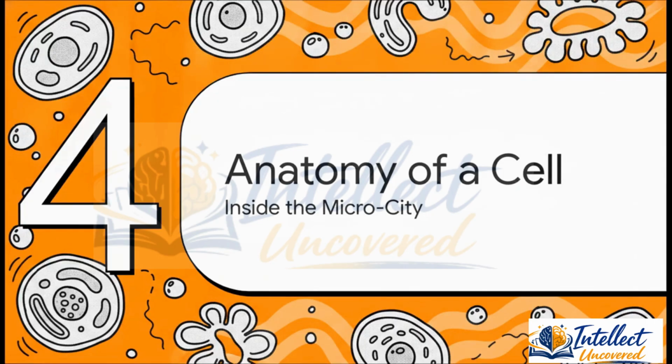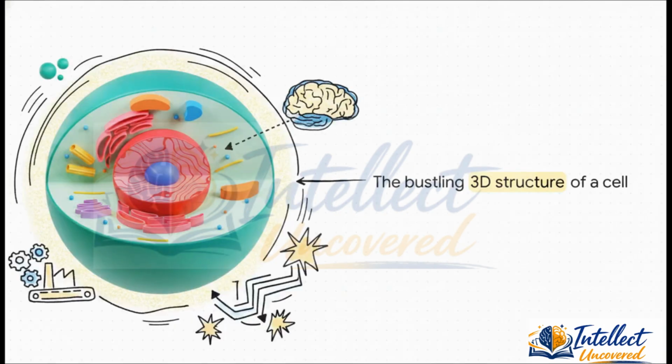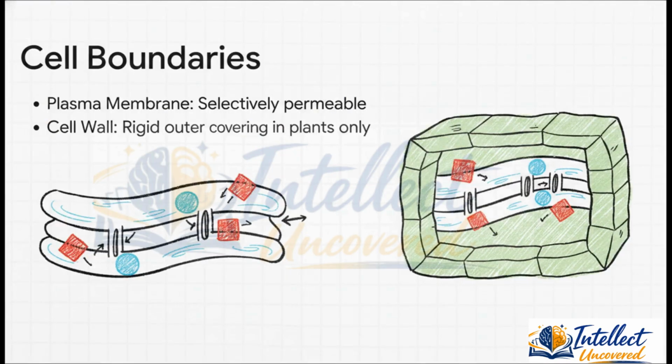Section 4. Anatomy of a cell, inside the microcity. Okay, so if we zoom in, a cell is definitely not just an empty balloon full of water. It's actually a bustling, highly structured microcity. You've got strict borders, a central command center, and all these specialized factories working in perfect, continuous harmony just to keep you alive. Every city needs a secure border, right? Well, for the cell, that's the plasma membrane. It's the selectively permeable gatekeeper made of lipids and proteins that lets the vital supplies in while keeping the hazards out.